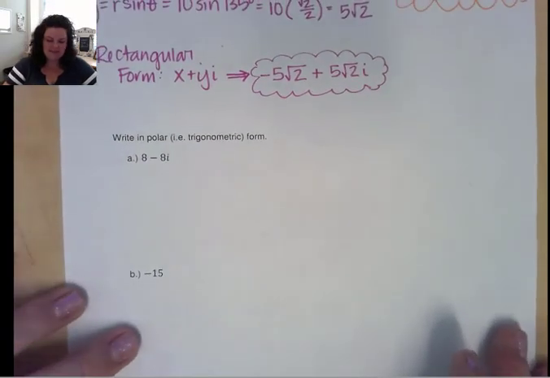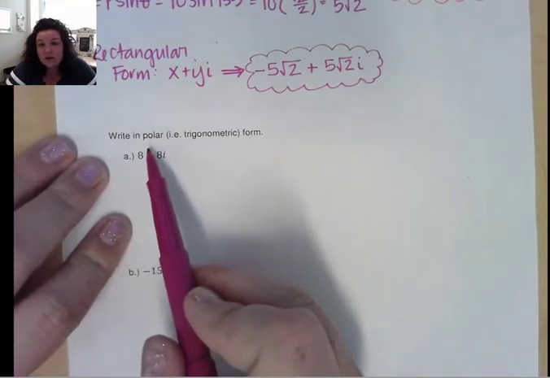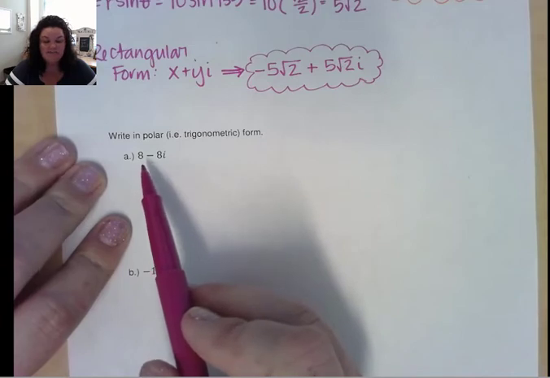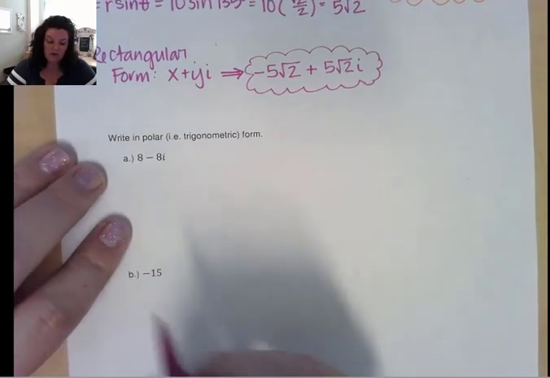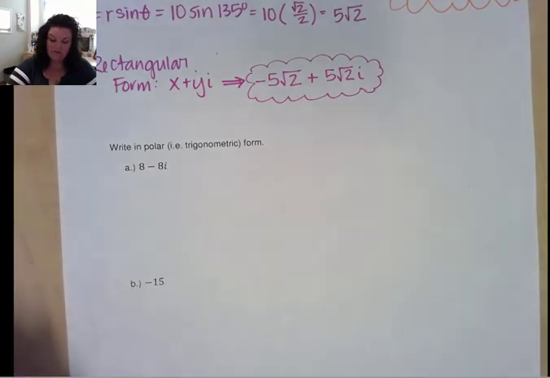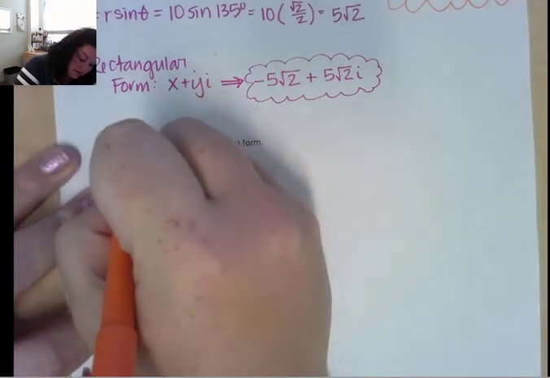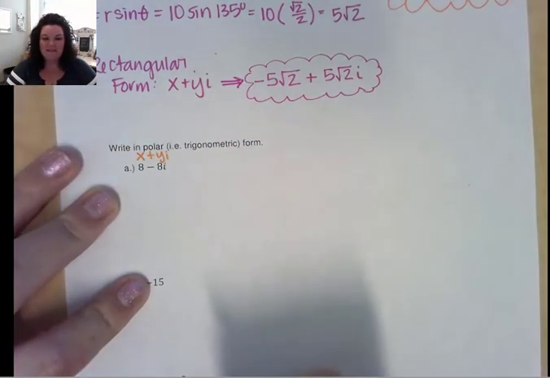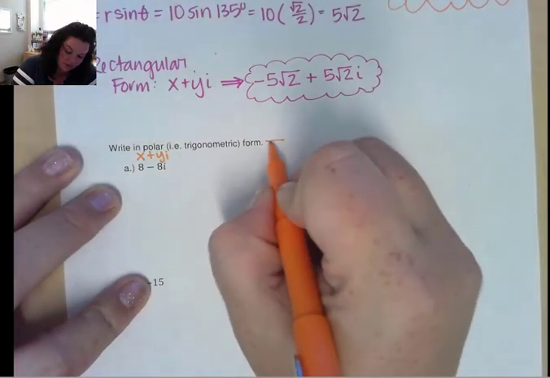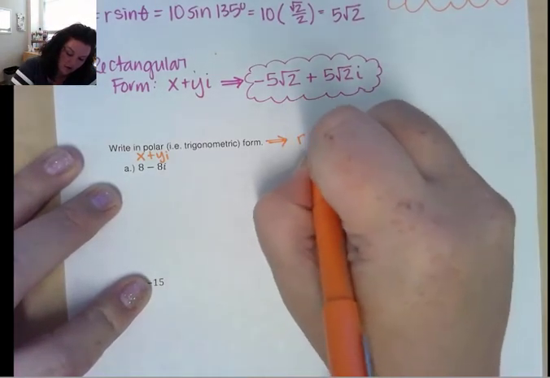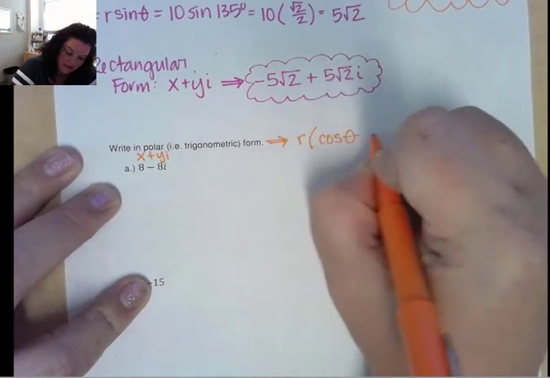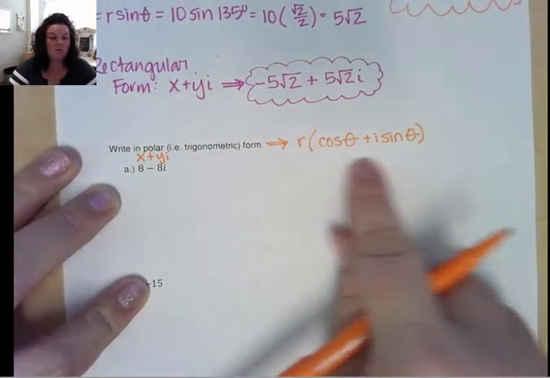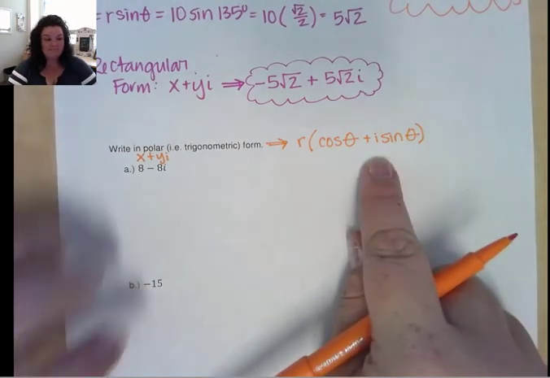So for these, it says we want to write it in polar or trigonometric form, and it's given to us in rectangular form. So right now, this is rectangular form, right? This is x plus yi, right? So if I want it in polar form, I want to end up with r times cosine theta plus i sine theta. This is how I want my answer to be written, right?